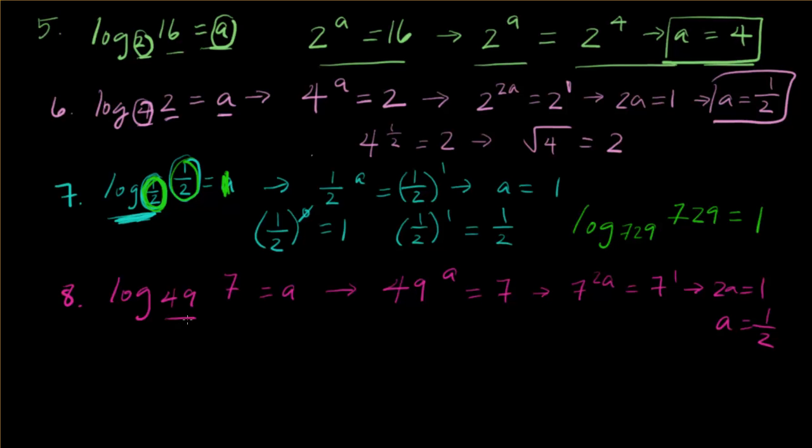Once again, we're going to think, what power do I raise that 49 to get 7? I need to square root it. Square rooting is the same thing as taking it to the 1/2. So that's my final answer.